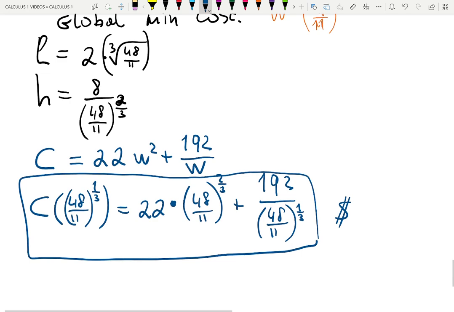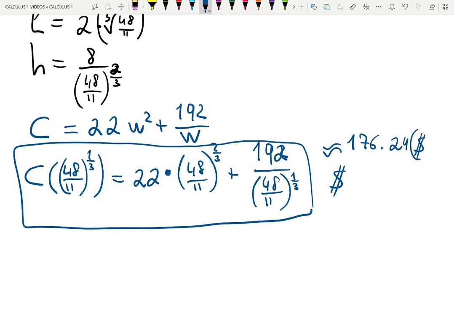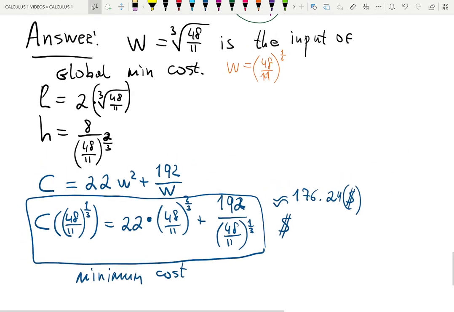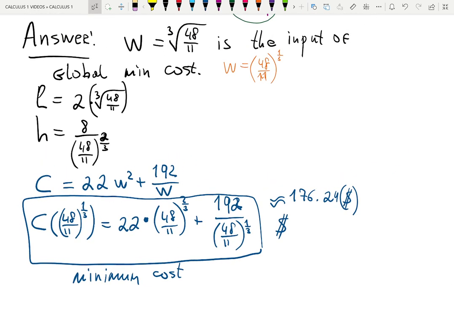Now, I kind of don't understand how much money I need to go and pay for this open lid box? Well, apparently it is approximately $176.24. As you can see, I always put a dollar sign at the end, like units, and it's also just a popular way to do it in Europe. So that is the minimum cost of the box we are building with the given restrictions slash constraints.